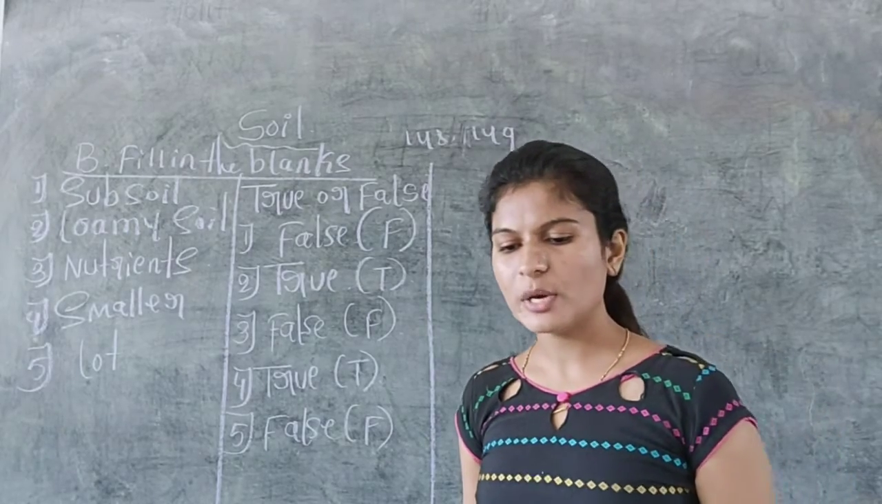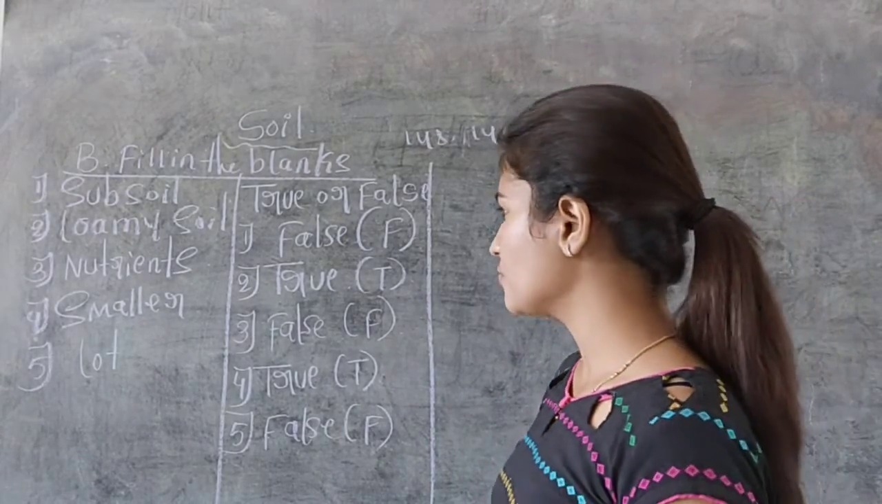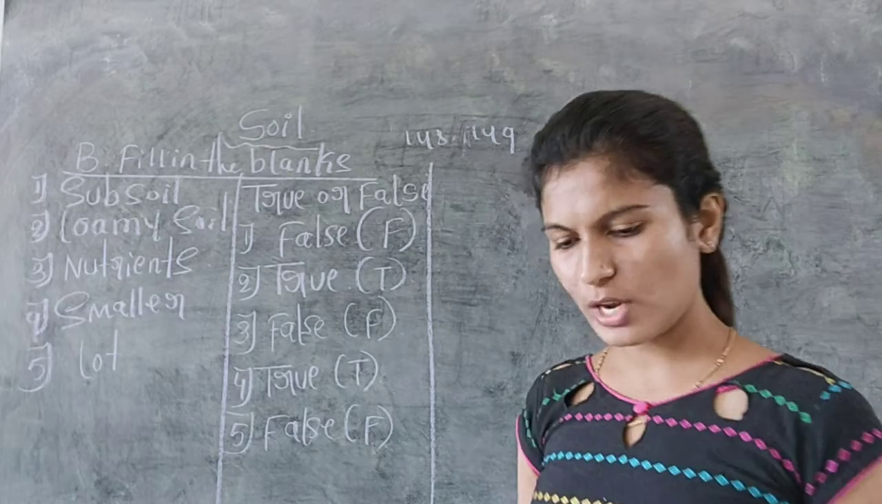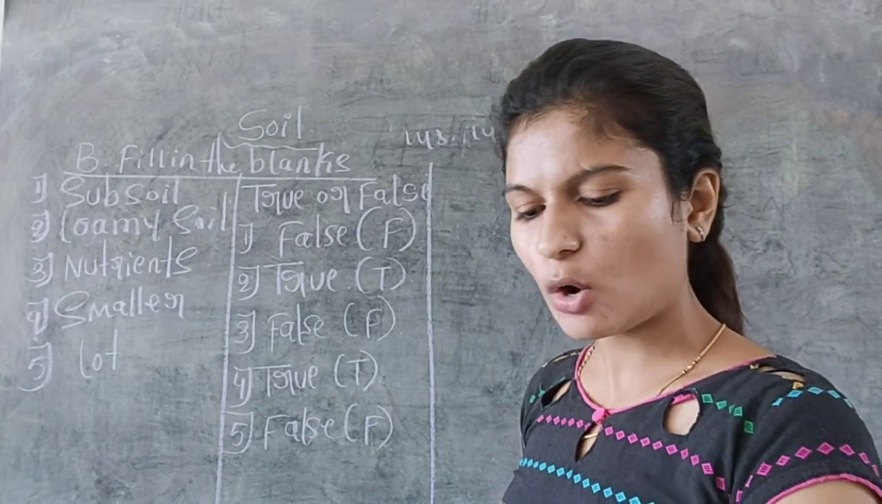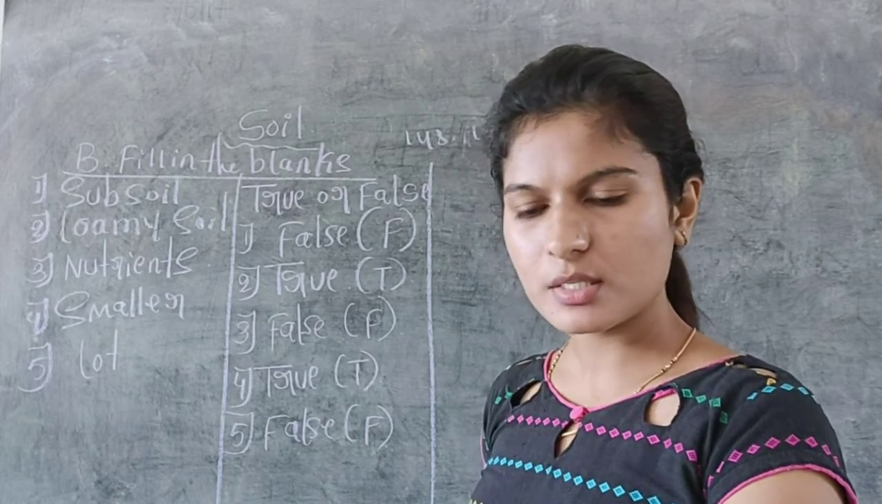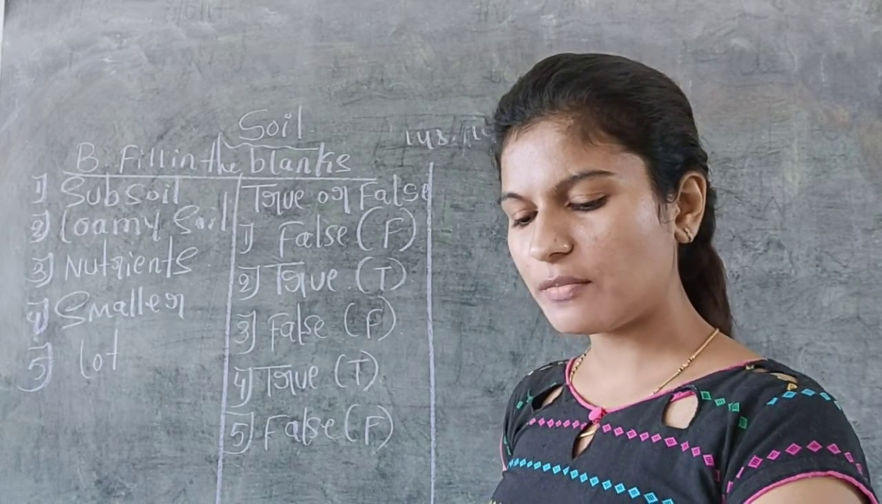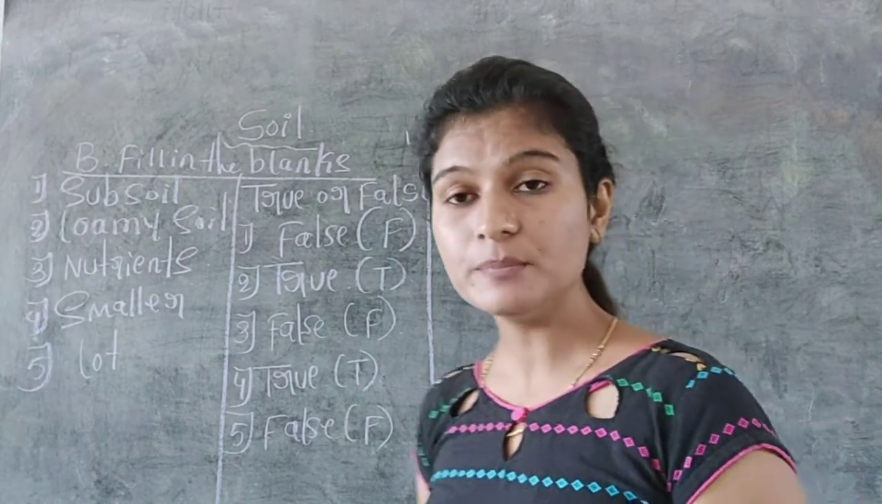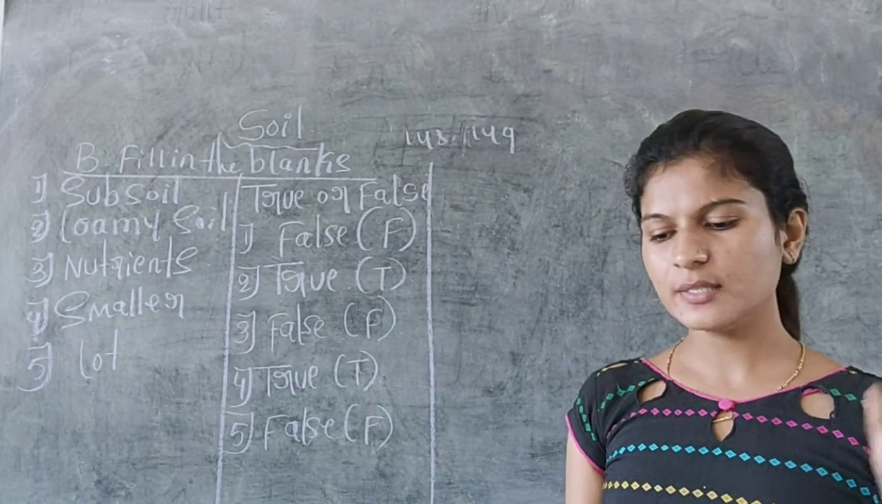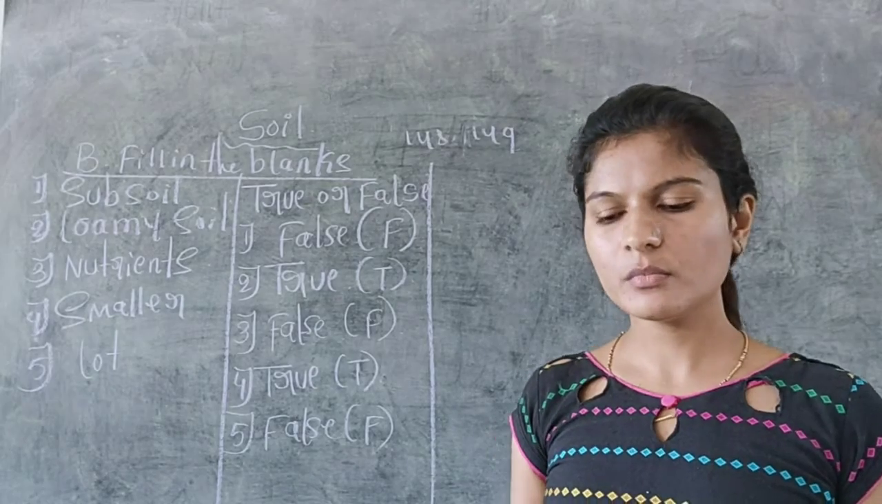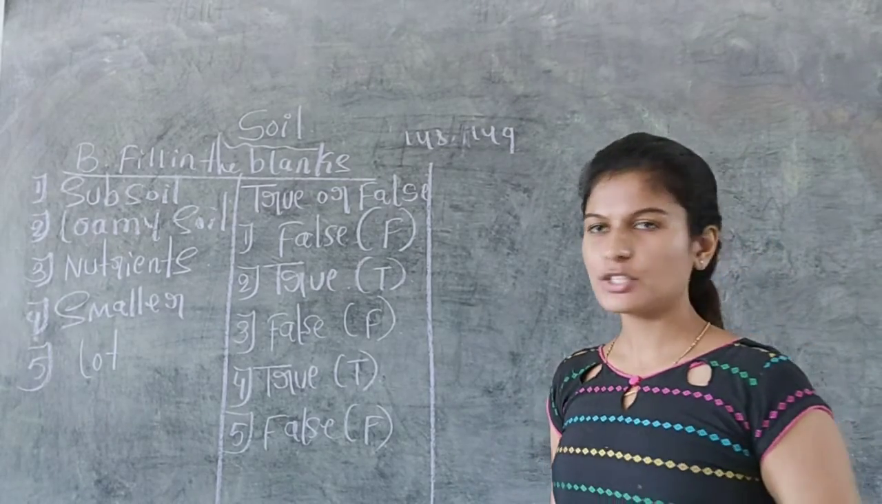Clay doesn't allow much water to pass through it is false. Next, the best soil for the growth of plants is loamy soil is true. Next, loamy soil cannot hold both air and water is false. Next, soil is formed by the weathering of rocks and minerals is true. So last one, soil contains only 2 layers, is false. Okay. So next, match the following.